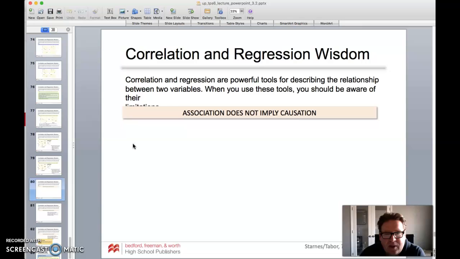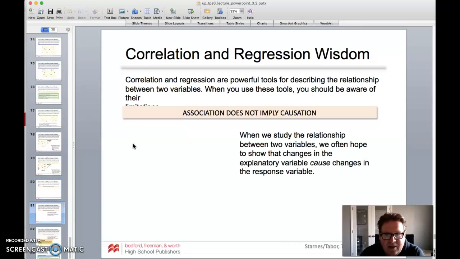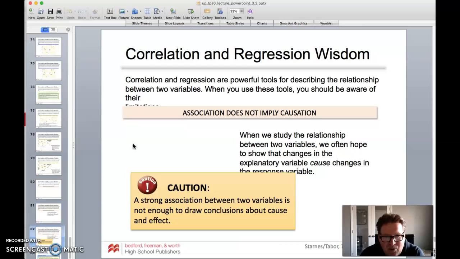All right, now another thing that we always talk about with correlation and regression is that there could be a great, strong association, but that doesn't mean that one causes the other. And again, we always want to show that if we can, but you've got to be real careful, okay? Just because there's a strong association does not necessarily mean there's a cause-effect relationship between those two.